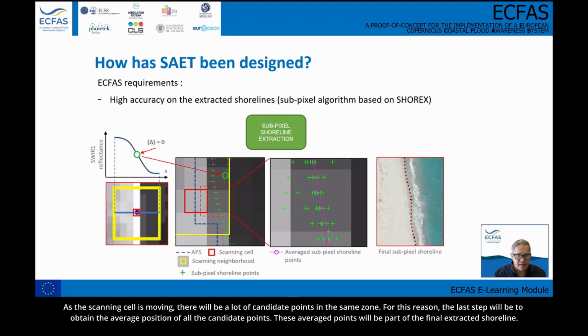As the scanning cell is moving, there will be a lot of candidate points in the same zone. For this reason, the last step will be to obtain the average position of all the candidate points. These average points will be part of the final extracted shoreline.